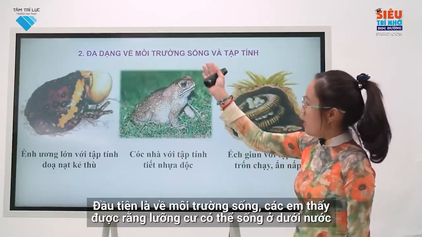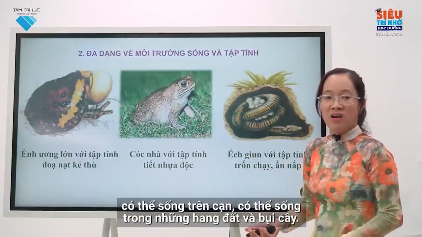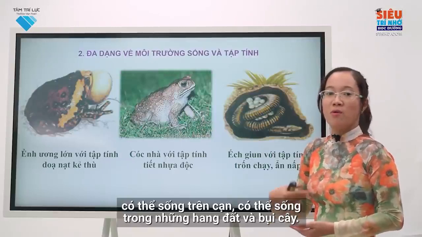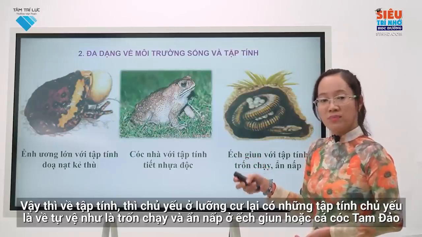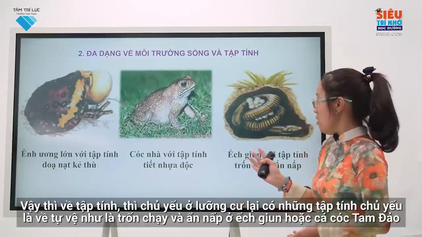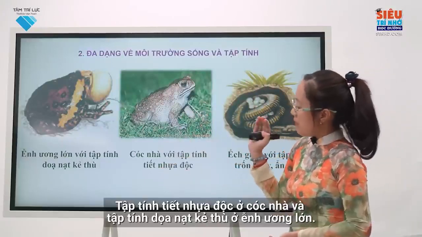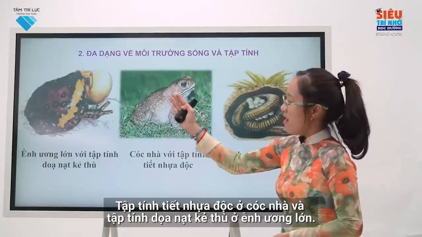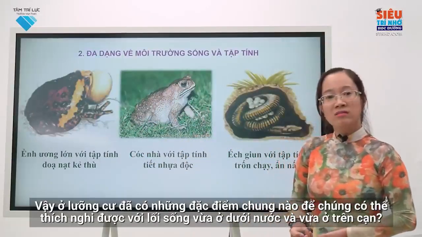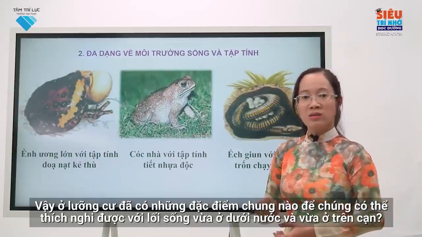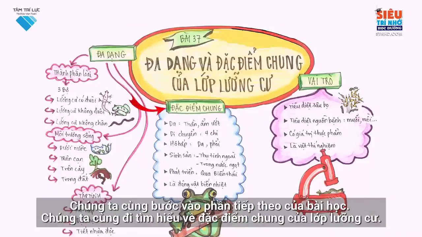First, about the habitat, amphibians can live underwater, on land, in soil burrows and in bushes. In terms of behavior, amphibians mainly show self-defense, such as running and hiding in the Ichthyophis glutinosus or Tam Dao salamanders, toxic secretion in house toads, and intimidating the enemy in large banded bullfrogs. So what are the general characteristics of amphibians that let them adapt to both aquatic and terrestrial lifestyles? Let's move on to the next part of the lesson.